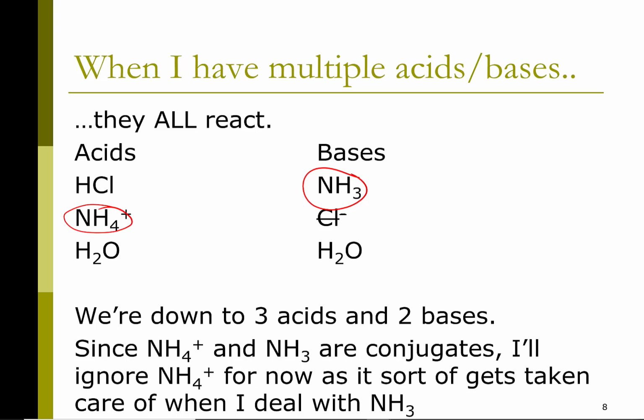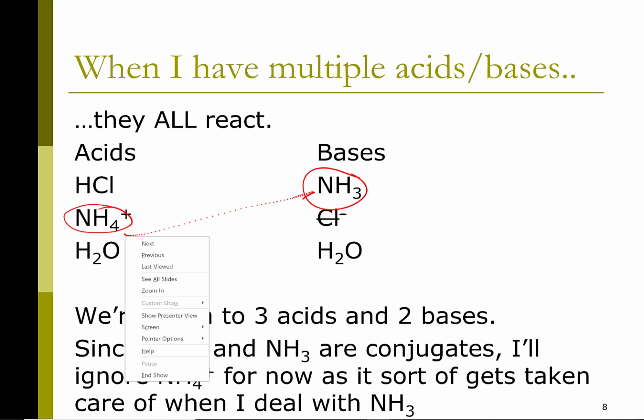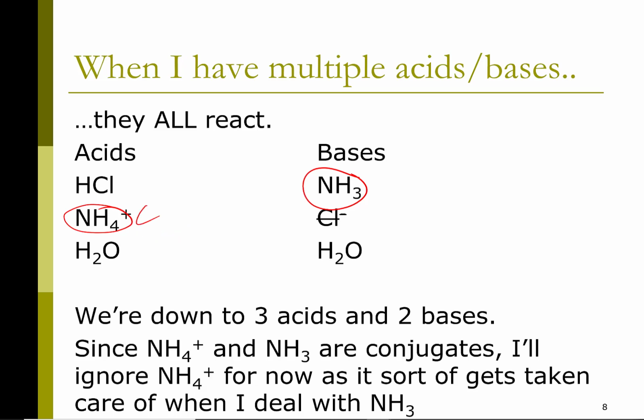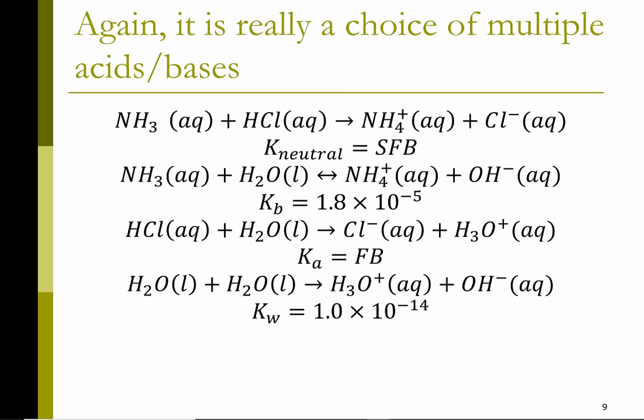Because, of course, the only thing that ever happens in an acid-base reaction is a proton goes from the acid to the base. So if I start with ammonium, I'm going to end up with ammonia. If I start with ammonia, I'm going to have ammonium as one of the products. And so I'm always really solving for both of them. And so I can sort of ignore ammonium as a separate species, and I'm down to 2 acids and 2 bases, which gives me 4 possible reactions. It's the same 4 possible reactions we saw in the previous video.